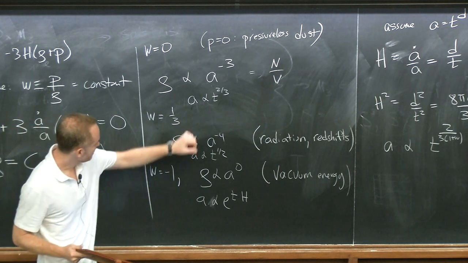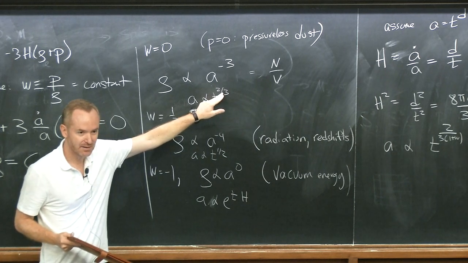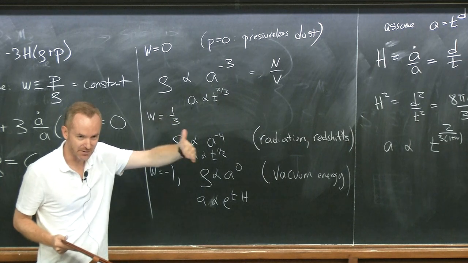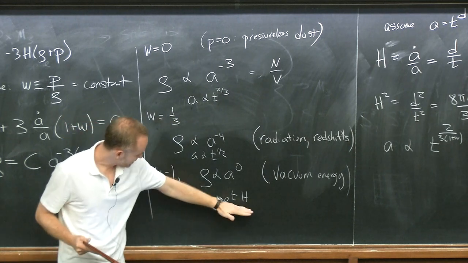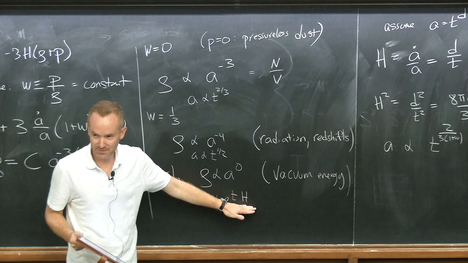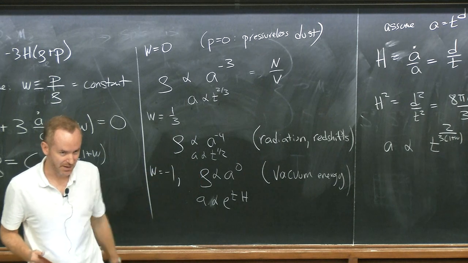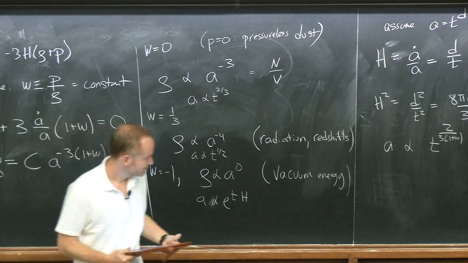Notice that for both matter and radiation, it's t to a power less than 1. That means a double dot is negative, right? So the universe is expanding but slowing down. But for vacuum energy, it's e to the Ht, a double dot is positive, H squared, and so the universe is accelerating. It's expanding more and more rapidly.